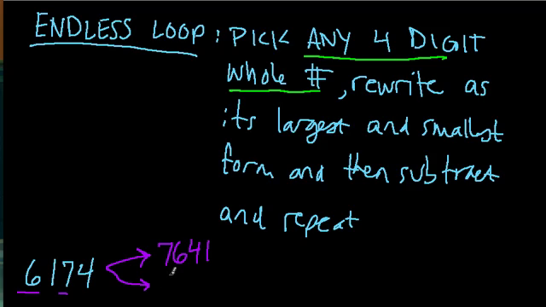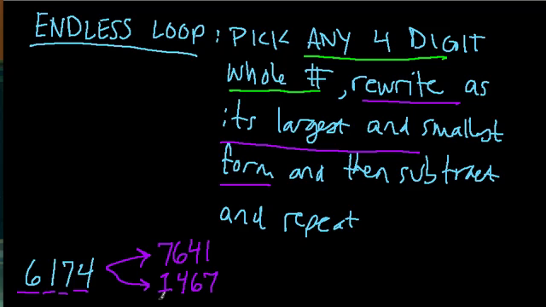And then I'll also write it in its smallest form. So to do that, I'll use the smallest digit first, which is 1, so 1,000, and then the next smallest digit, which is a 4, and then 6, and then the largest digit last. Now if I subtract these two, that's the last step. What happens here? Well, 7,641 minus 1,467. We subtract these two, we take the difference, we get 6,174. And here is our endless loop.